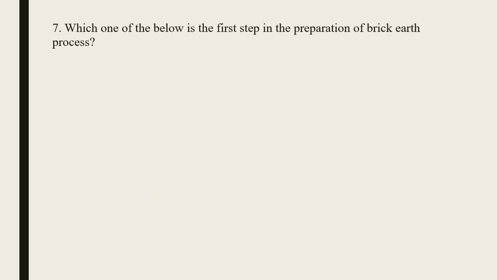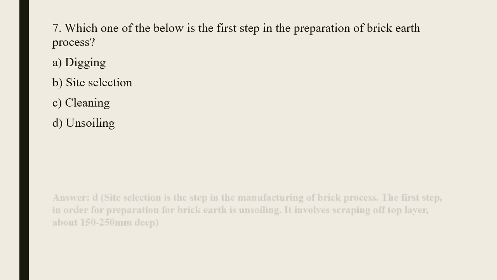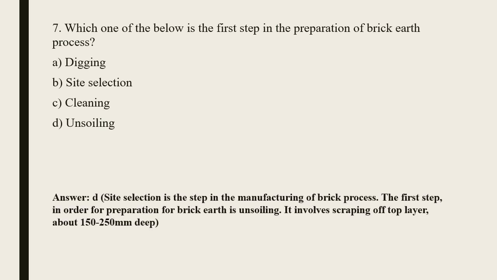Which one of the below is the first step in the preparation of brick earth process? A. Digging. B. Site selection. C. Cleaning. D. Unsoiling. Answer is option D. Site selection is a step in the manufacturing of brick process, but the first step in the preparation of brick earth is unsoiling. It involves scraping off the top layer about 150 to 250 millimeter deep.